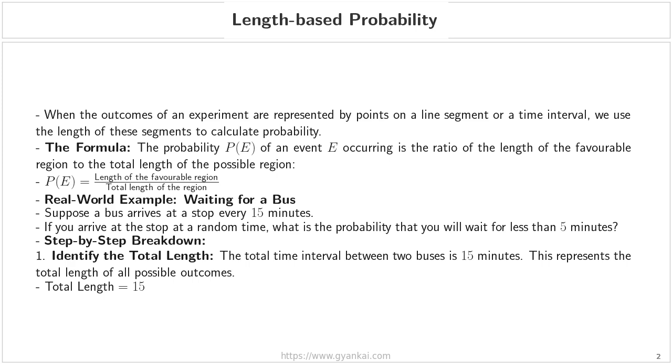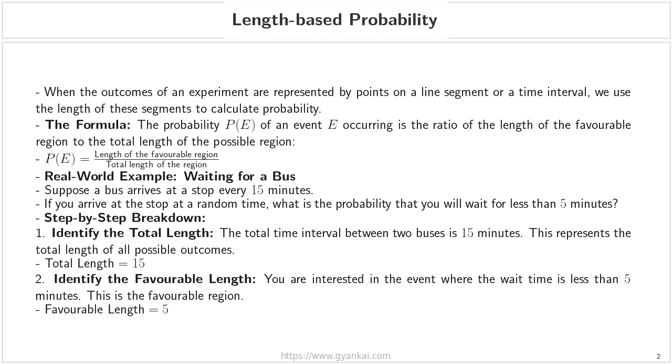In this scenario, our length is actually time. The total time interval between 2 buses is 15 minutes. This represents the entire range of all possible outcomes, so our total length equals 15. Second, we identify the favorable length. We are specifically interested in the event where your wait time is less than 5 minutes. This 5-minute window is our favorable region, so favorable length equals 5.